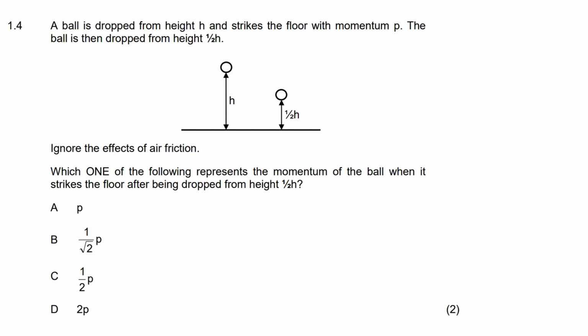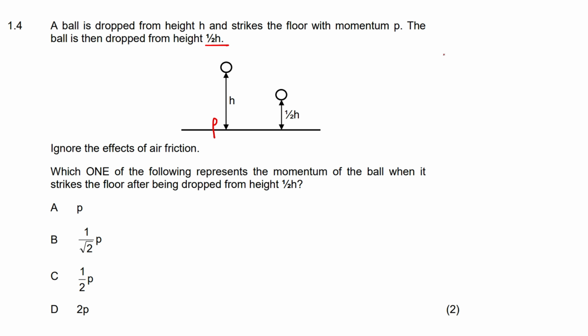A ball is dropped from a height h, strikes the floor with a momentum of P, and then a ball is then dropped from a height of a half h. Okay, so it doesn't bounce up. It's two different scenarios. The ball is dropped from a height h and strikes with momentum P. The ball is then dropped from a height of a half h, and they pretty much want to know how this momentum changes compared with this momentum.